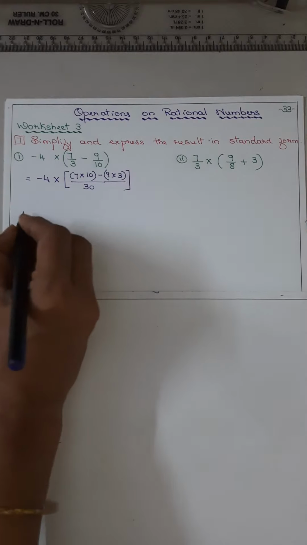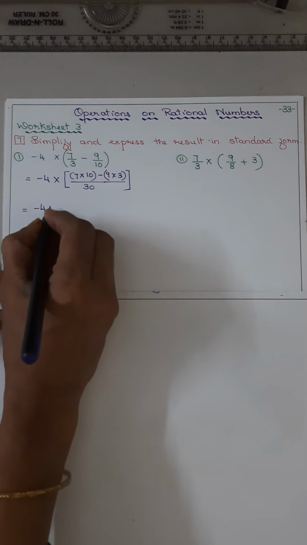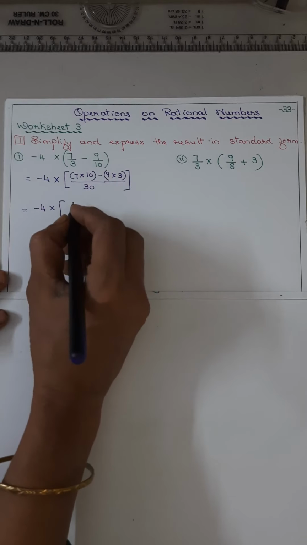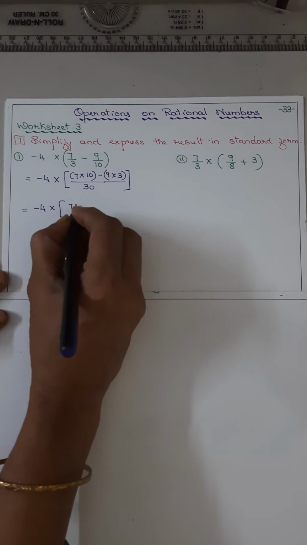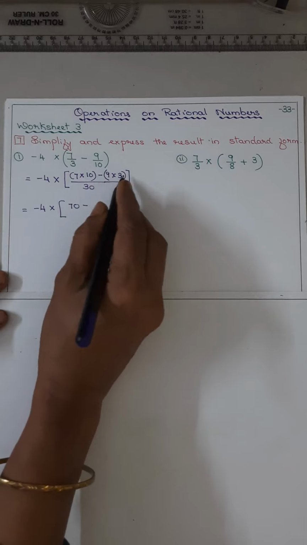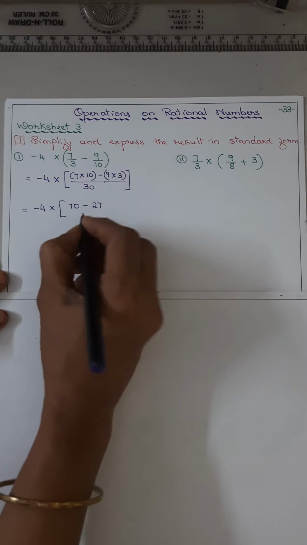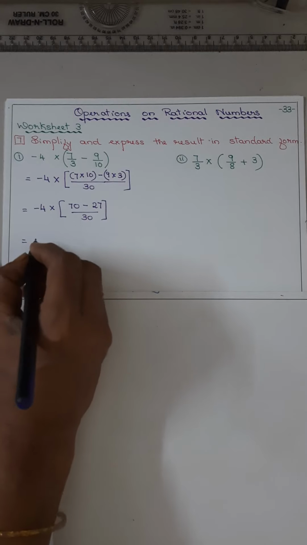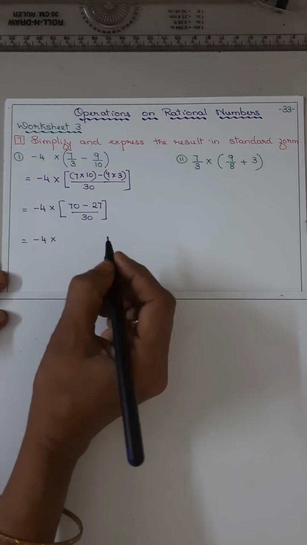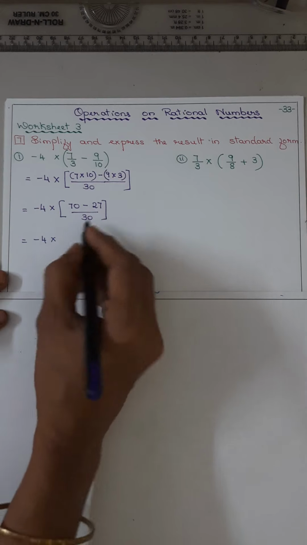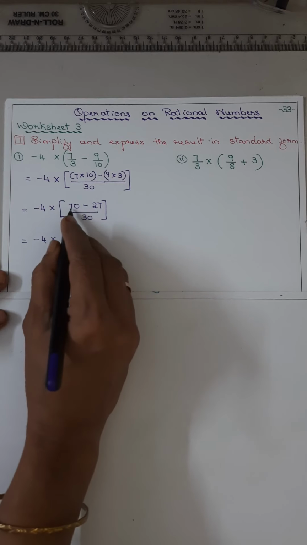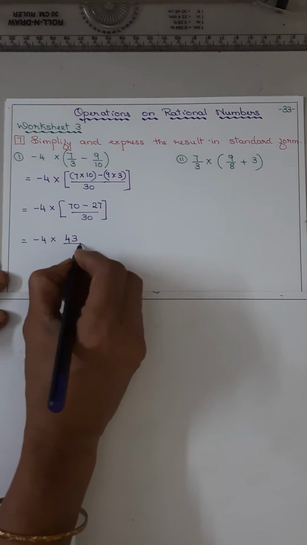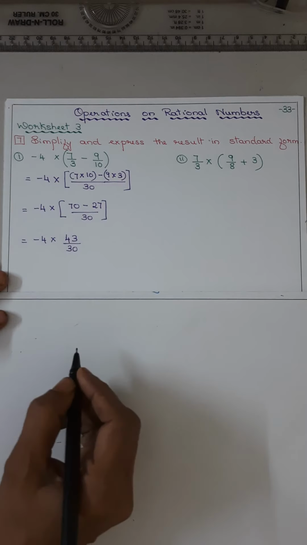Now minus 4, write as it is. Within the bracket, 7 10s are 70, minus 9 3s are 27, upon 30. So you got minus 4 into (70 minus 27) upon 30. Now 70 minus 27 is 43 remaining. Now 6 is remaining, 6 minus 2 is 4 upon 30.